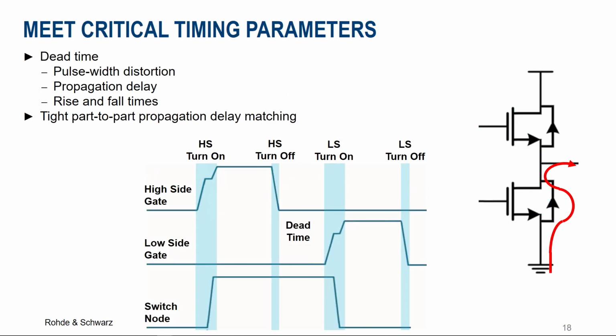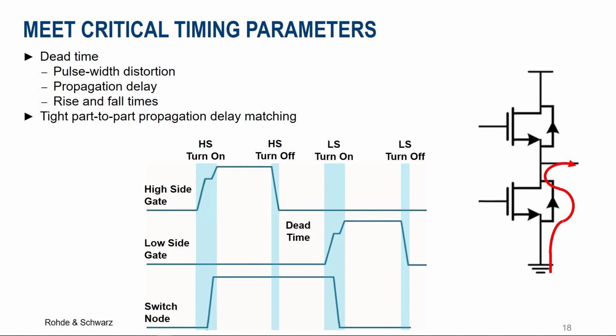Dead time is a critical timing metric in switch mode power converters, inverters, and motor drives. Dead time is the period where neither transistor is being switched. Maintaining a proper dead time avoids simultaneous conduction of switches in a half bridge. Factors affecting the dead time are pulse width distortion, propagation delay, and rise and fall times. In power systems, it's critical to maintain a minimum dead time in order to improve converter efficiency.